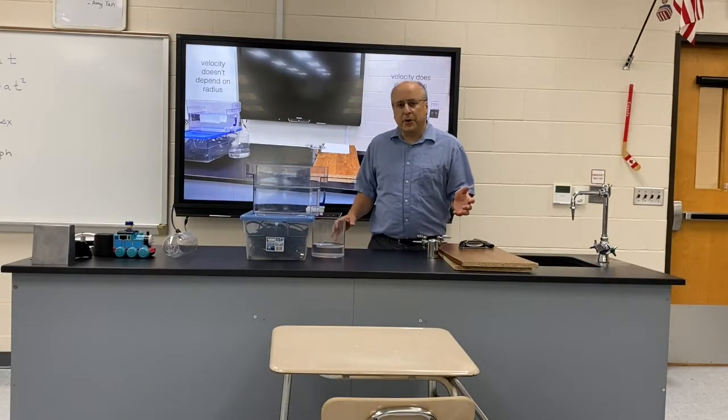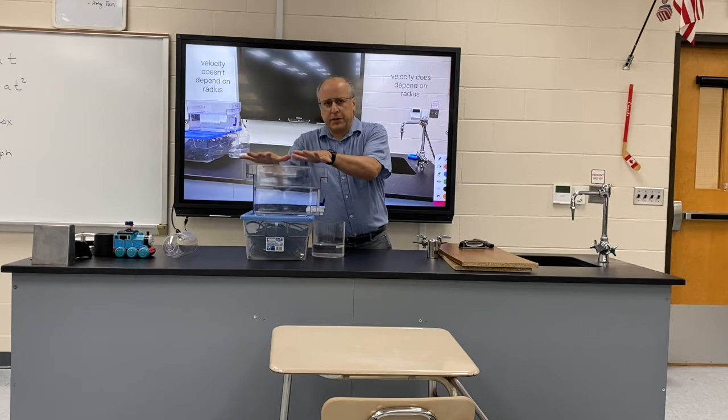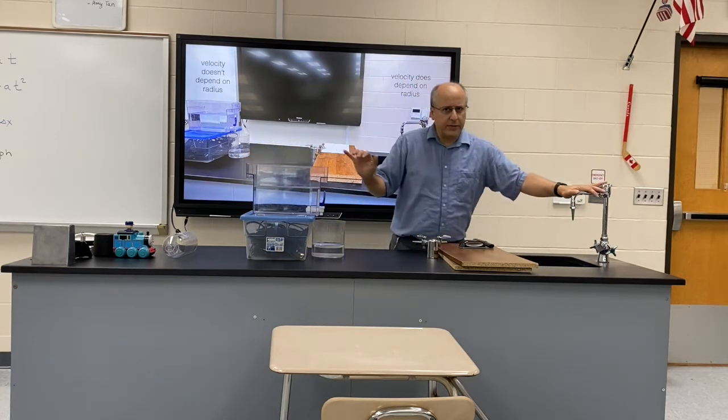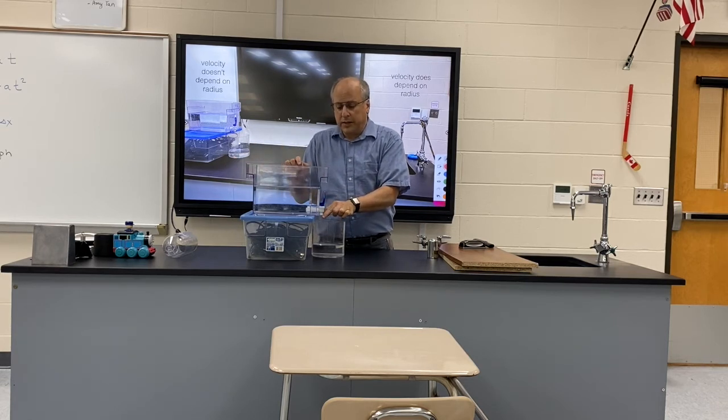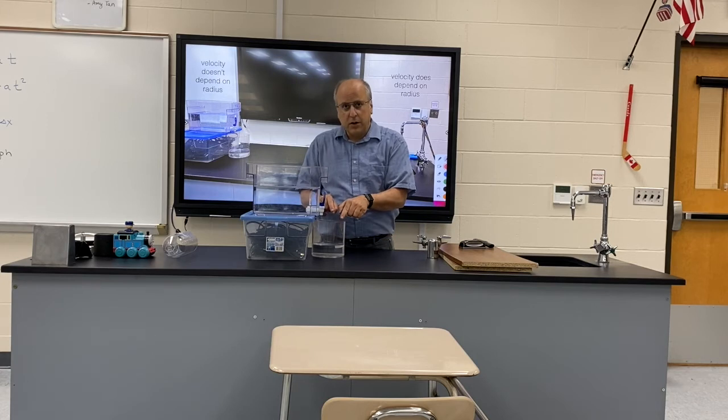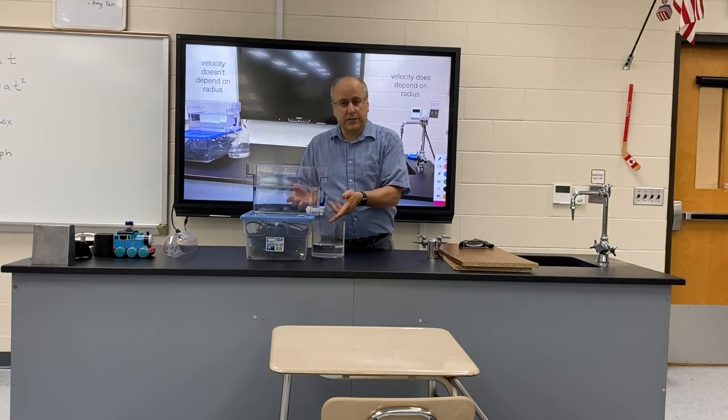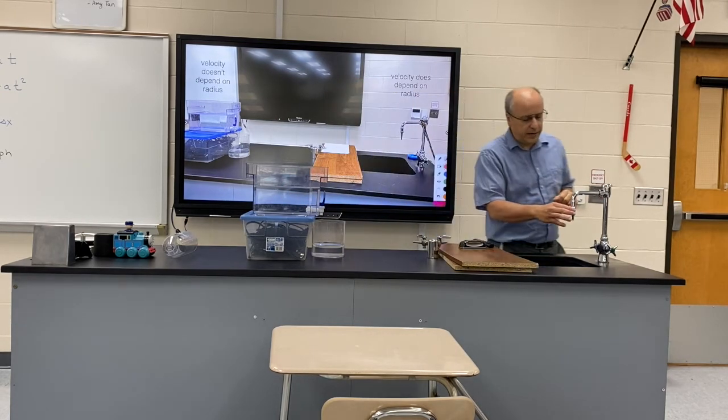Okay, so let's summarize. What's the difference between this one and this one? The key is this one has a constant pressure difference. Regardless of the size of the opening here, the pressure difference between the two sides of the faucet is going to be the same. And we will get the same speed for the fluid regardless of the size of the opening. That is not true over here.